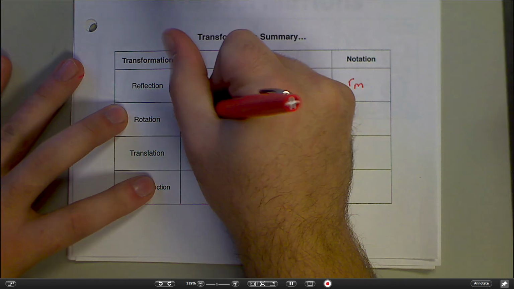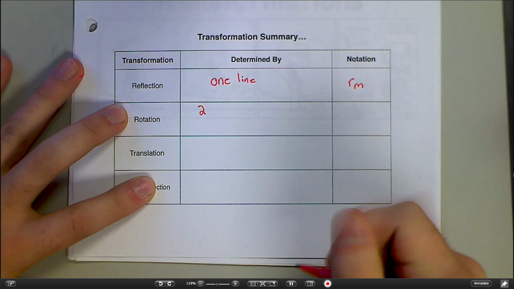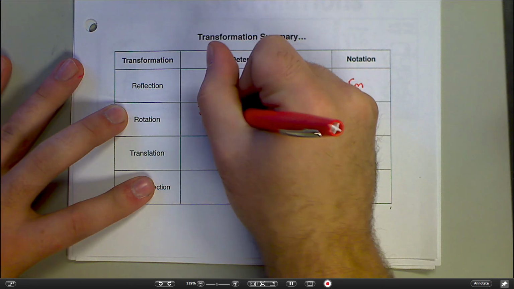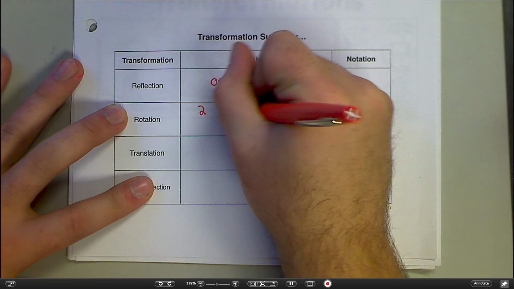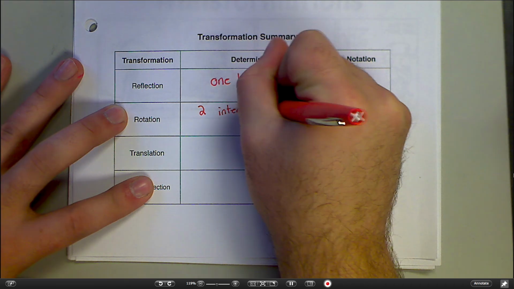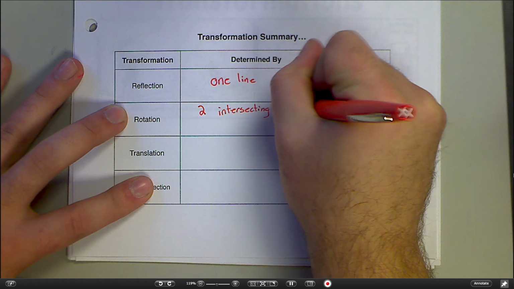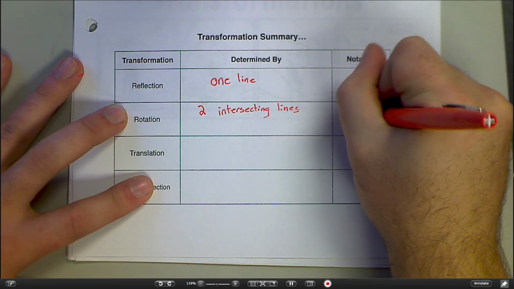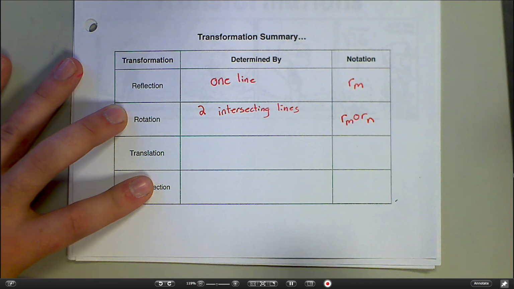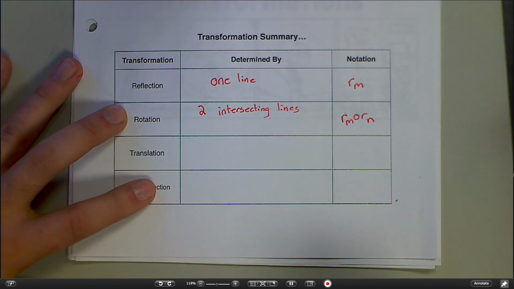For a rotation, I need two lines. Okay, but they need to be very specific lines. If it's a rotation, I need them to be intersecting. So we're going to call these two intersecting lines. And my notation here is I'm going to reflect both of them over separate lines, and I have that composite or that open circle in between.